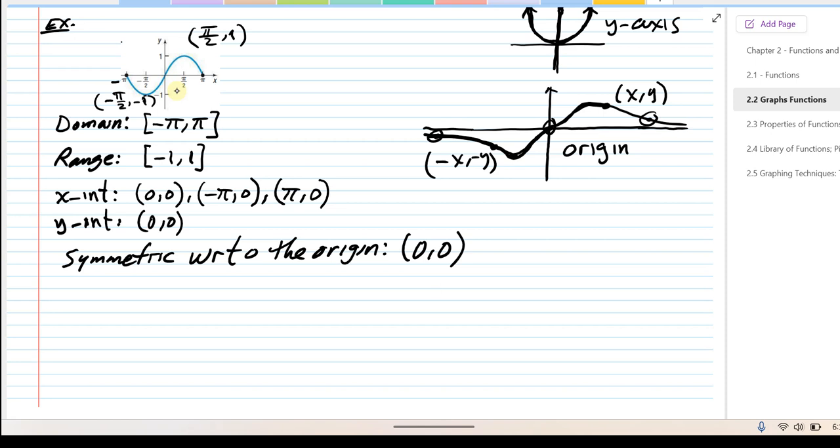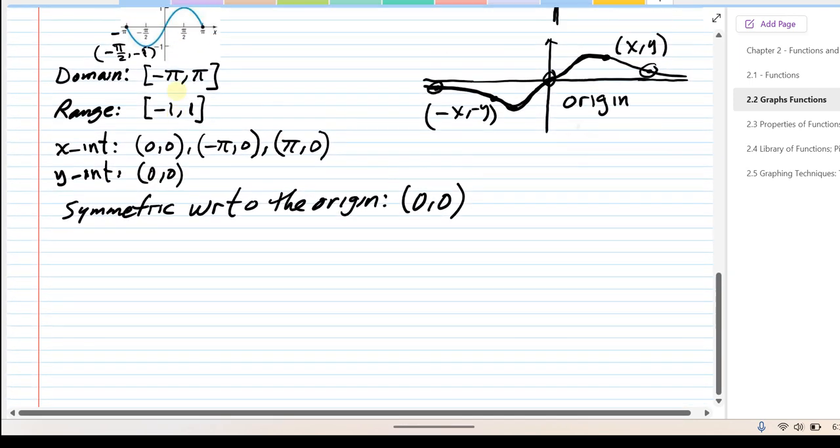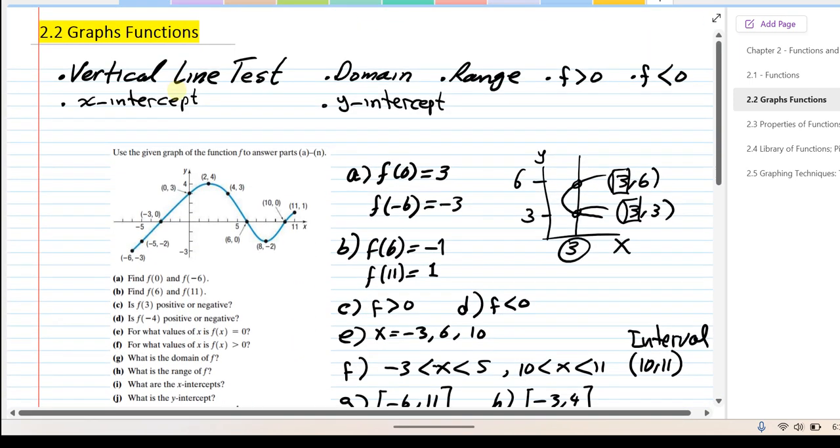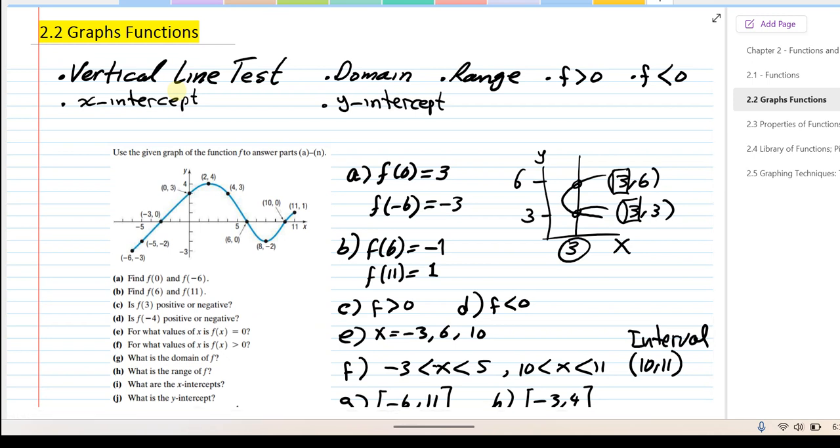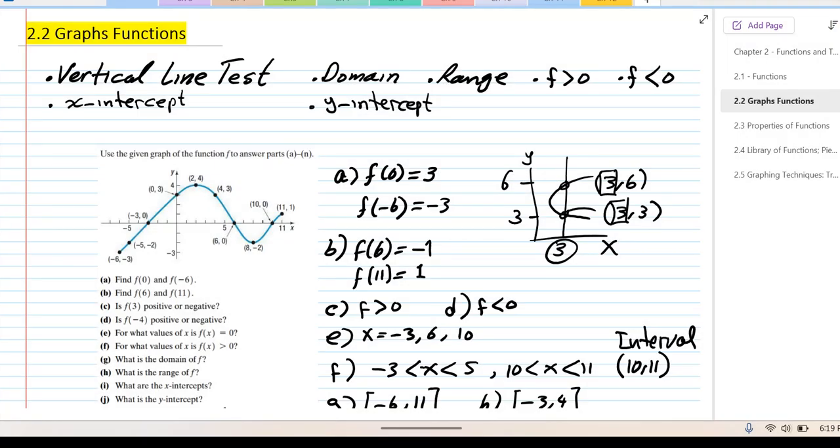Okay. And that's pretty much all I wanted to talk about in this section. So we are done with section 2.2, graphs of functions. We will look at graphing techniques, or graphing functions, in greater detail later on. So this is just to give you some ideas about the graphs of functions.